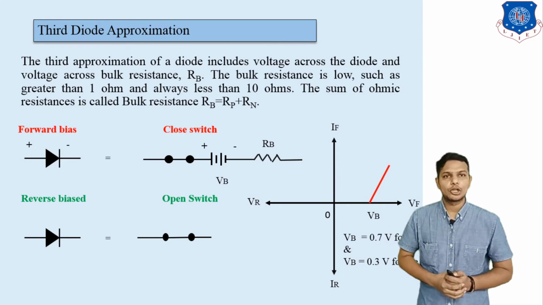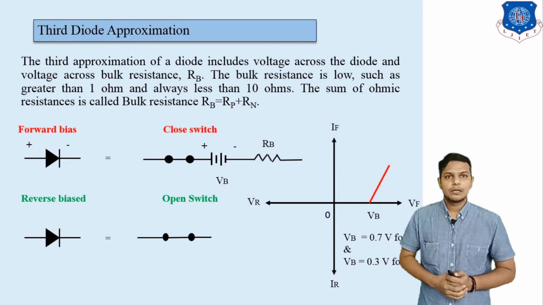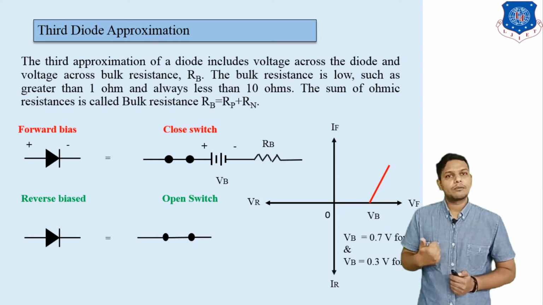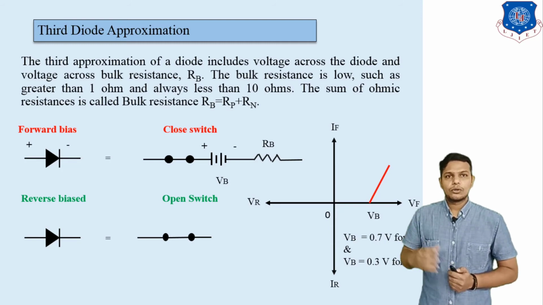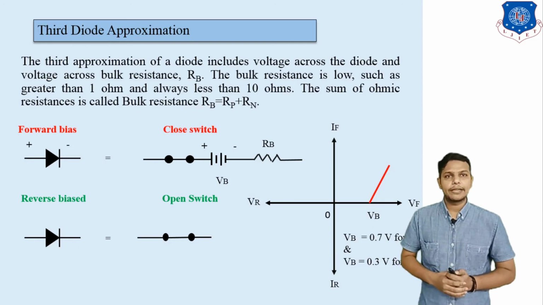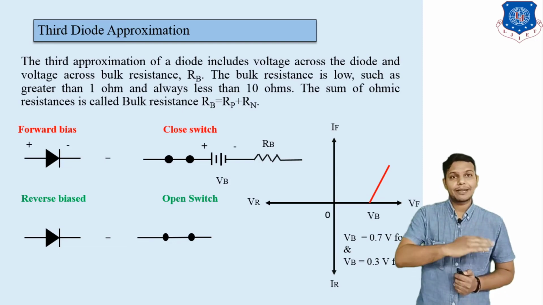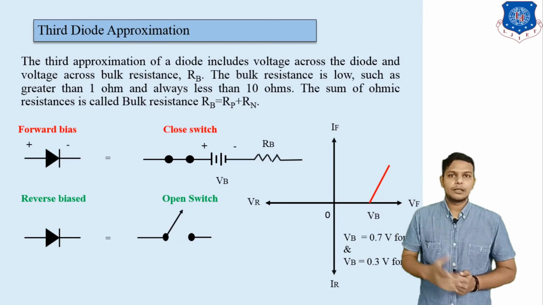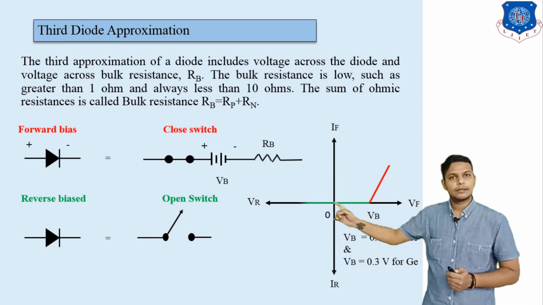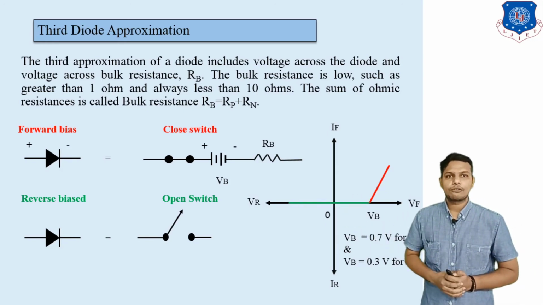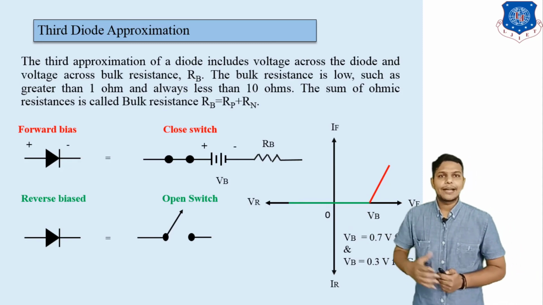Now let us discuss case number 2. Case number 2 is reverse bias. Similarly, as we discussed in the first diode approximation and second diode approximation, here also your circuit will be open because the diode does not work in reverse bias. So current always flows from anode to cathode, that means closed switch. If current flows from cathode to anode, then it will be an open switch like this. So its graph is obviously a straight line because no current flows in this circuit. So this is the third diode approximation.